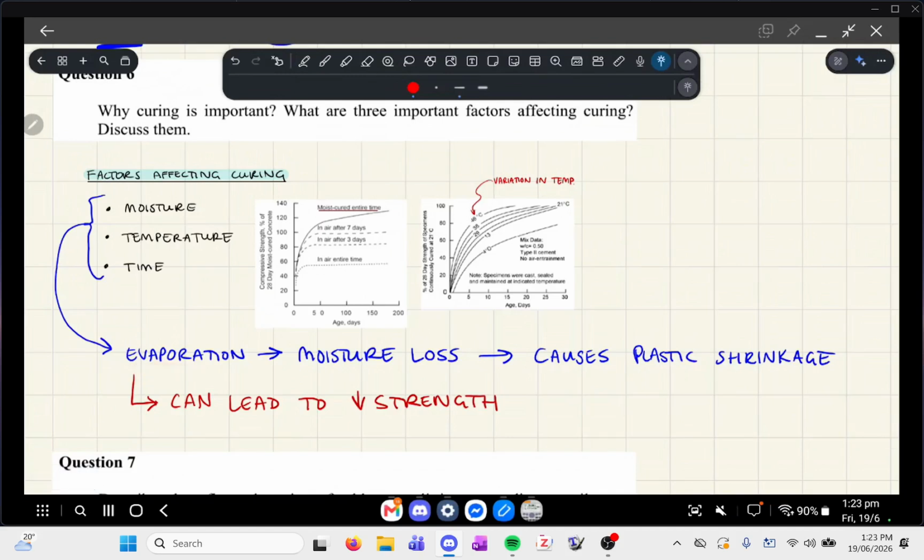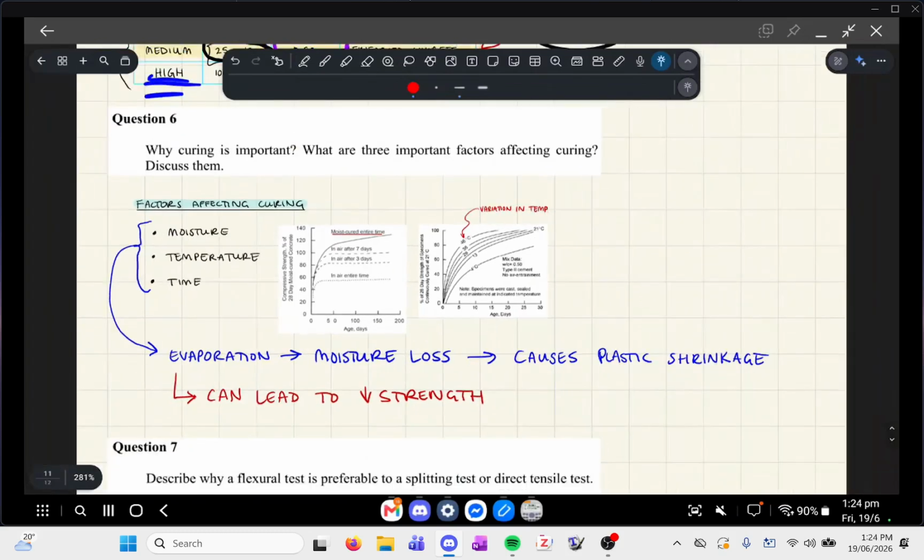So when you've got fresh concrete and then it starts to set and becomes hardened concrete, you need to basically combat moisture loss, right? Especially from the surfaces exposed to air and sunlight and things like that, as this causes plastic shrinkage. If your concrete is starved of water, it can lead to reduced strength, okay? That's basically ultimately what this is talking about. Any other questions about that?